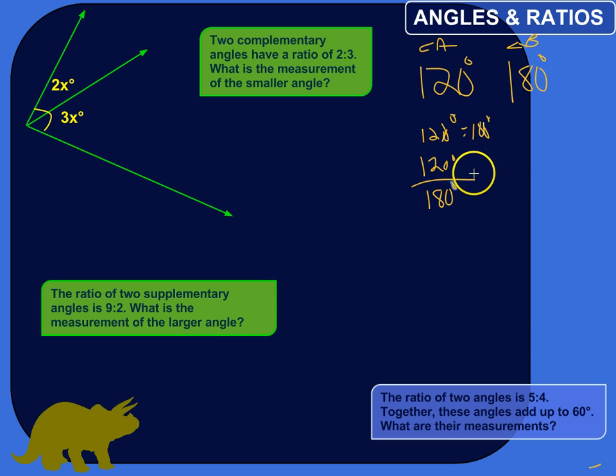Well, let's reduce this, get it in a simpler form. What's a factor that these two numbers have in common? Well, it's 60 degrees. So I could rewrite the top as 60 degrees times 2, right? 60 times 2 is 120. And I could write the bottom as 60 degrees times 3. So I've taken this factor of 60 degrees out, so I could just cancel that out.